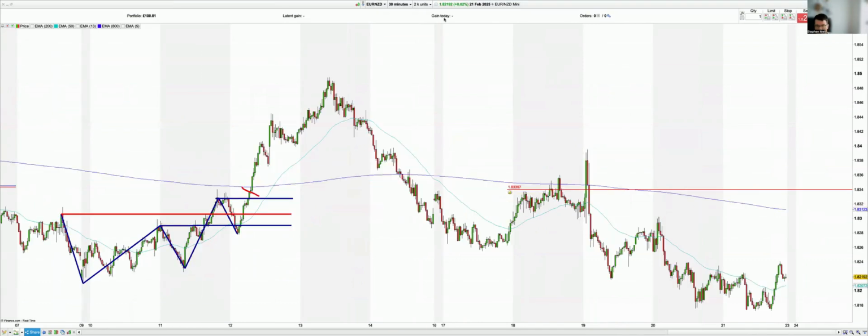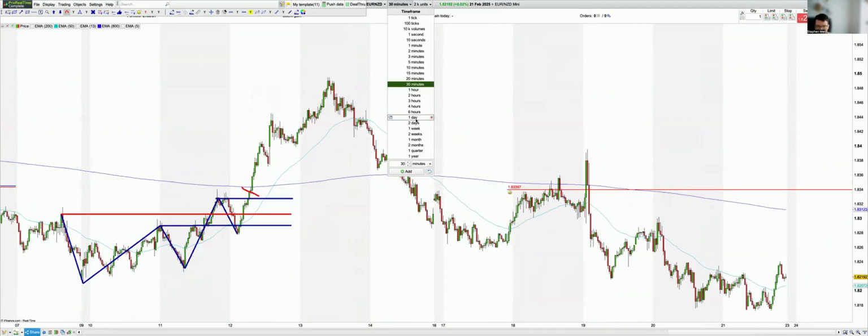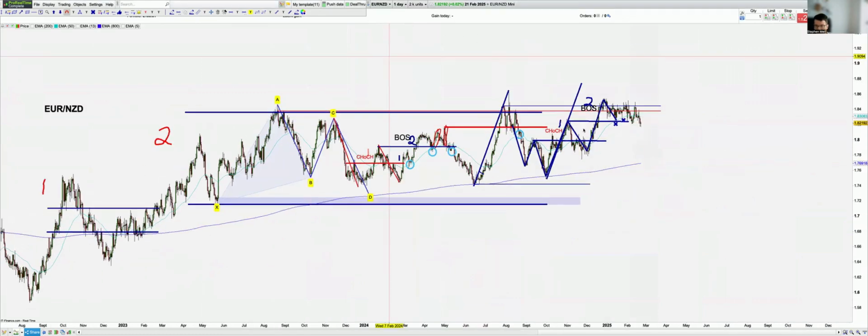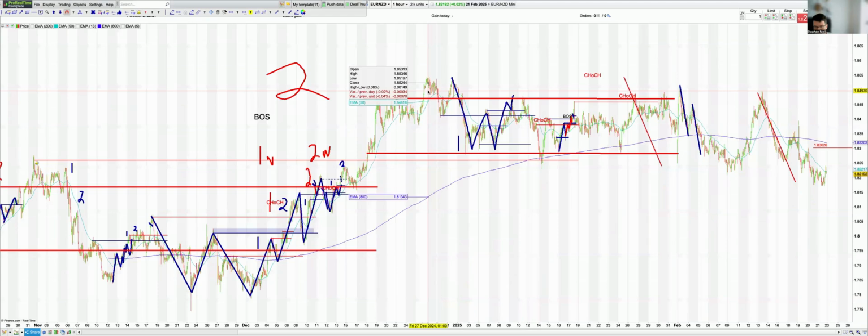EURNZD, this is another top setup, much like EURCAD. Yeah, we took a beautiful trade here. We're in the second zone of consolidation, expecting higher price. You've got the 1, you've got the 2, and it's only going to give the 3. It is only going to give the 3. We have to be ready for this.